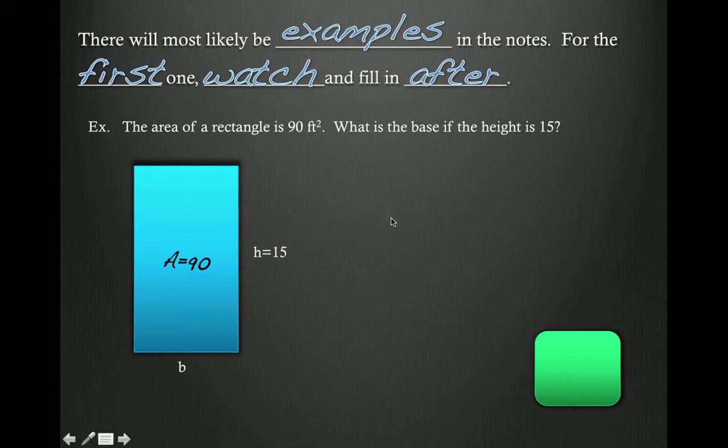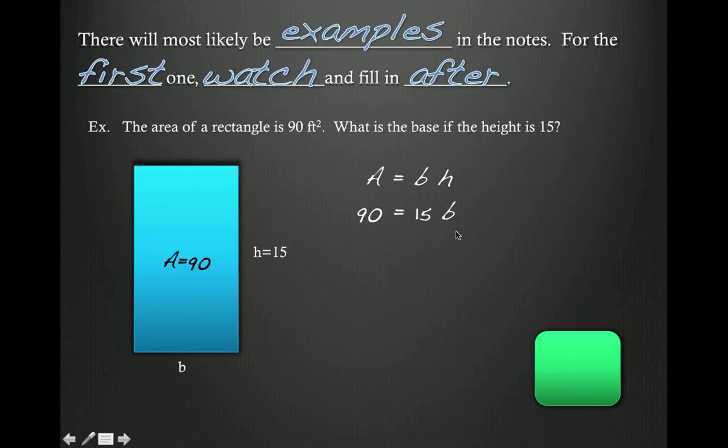From here, you're going to need to know the formula for the area of a rectangle. That's A equals b h, or area equals base times height. We're going to take the information from our diagram here, and plug it in. So A is 90, so we're going to put a 90 in here. h is 15, so we're going to put a 15 in here. And we don't know the b yet, so it's just going to stay b. So we're going to plug everything in, and it looks something like this.